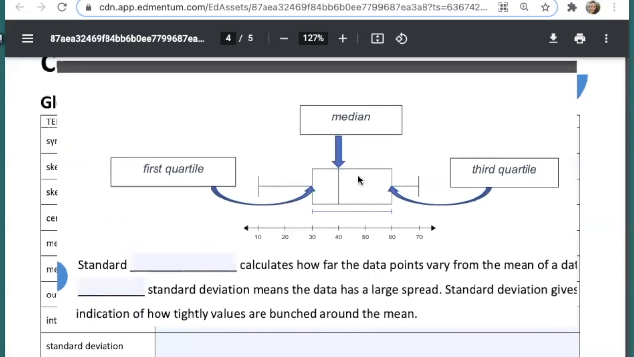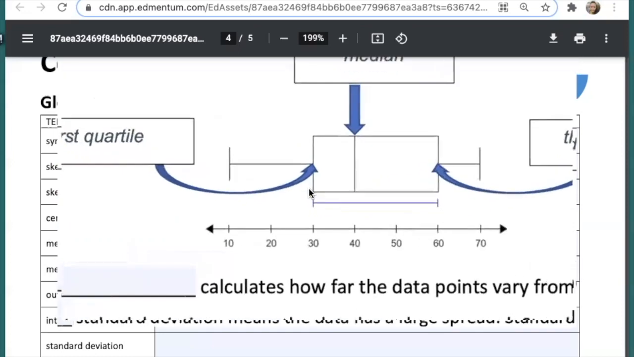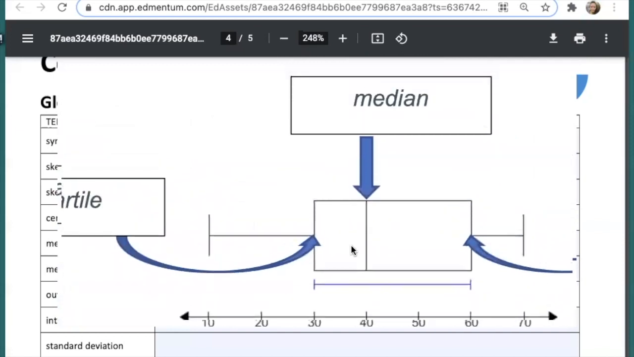Okay, so here we have a box and whisker plot. And this line right here is the median, or the number in the middle. And then the next step to making one of these is, the median in this example is at 40. The number in the middle is at 40. 10 is the lowest number, which is why there's a line right here. 70 is the highest number, which is why there's a line right here.